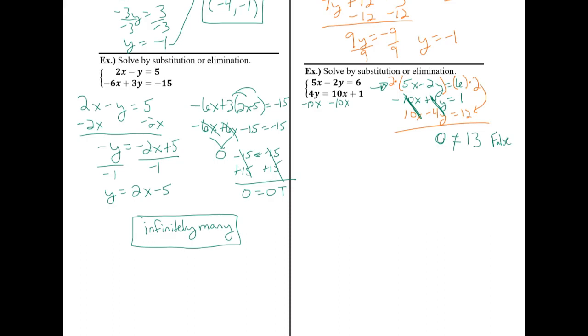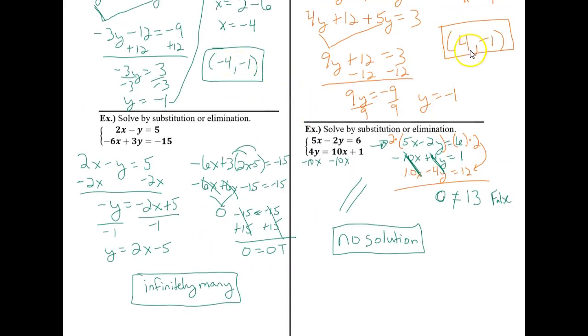So do we think the answer is infinitely many or no solution? Well, since when we got a true statement, it was infinitely many, when we get a false statement, that means it's going to be no solution. This means that the two lines are, in fact, parallel lines, and they will never cross. So there is no common point and no solution. So those are the other two types of answers that we could get besides having a single point solution.